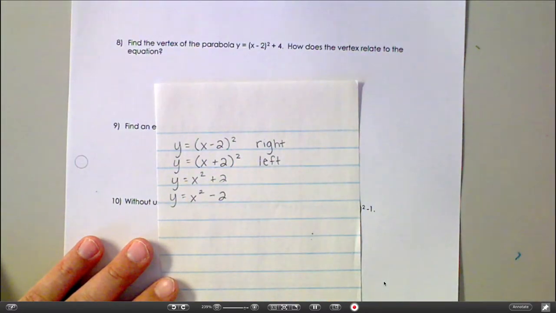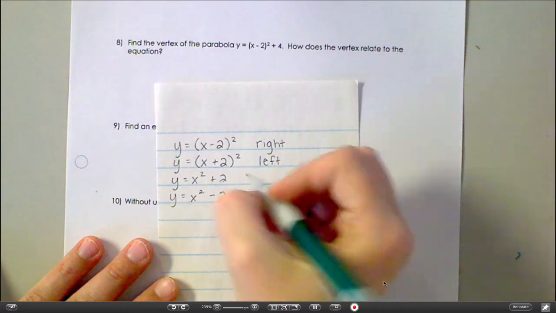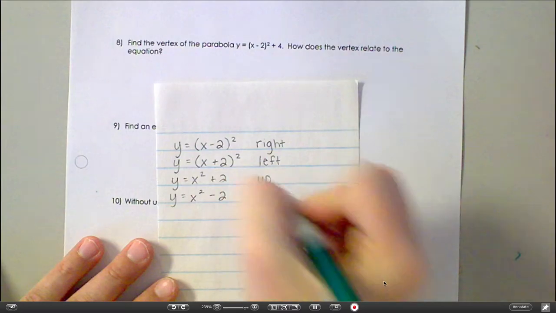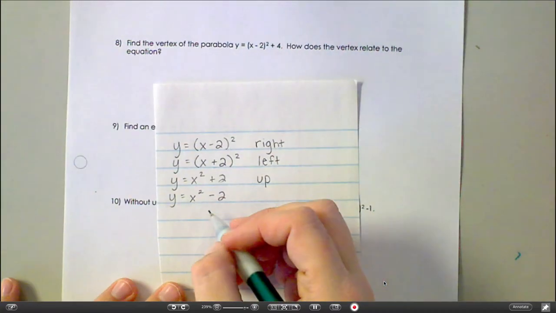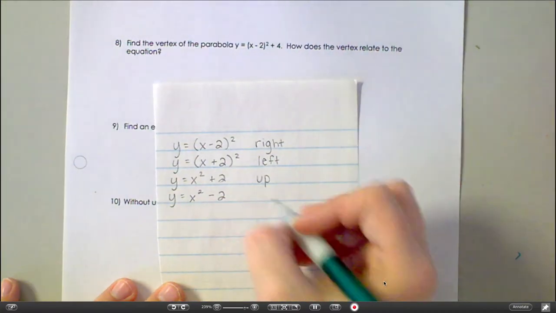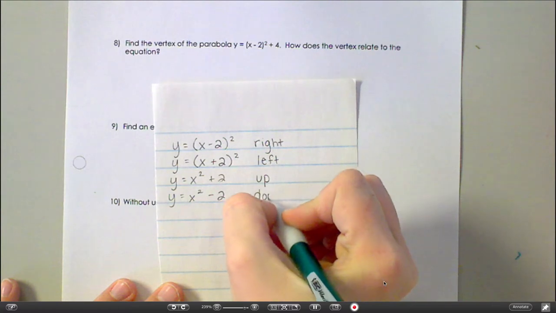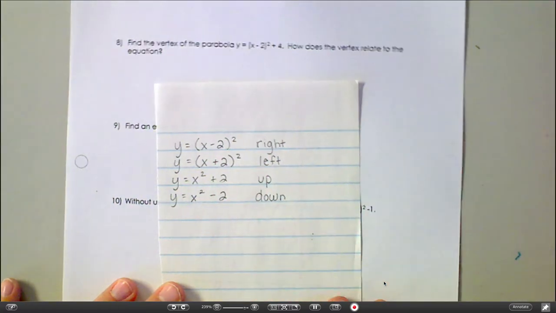Okay, what if it's a plus 2 but not in parentheses? It gets smaller. Up. Okay, it looks like it gets smaller. Really what it's just doing is shifting up, but you're just seeing less of it because it doesn't fit on your screen. So then what does the minus 2 do? Down. Good.